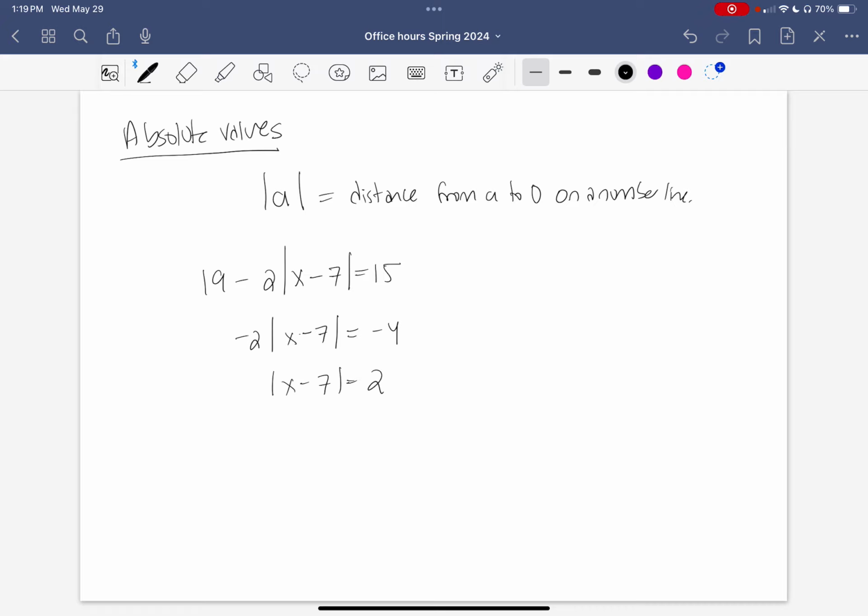Now, x minus 7's absolute value is positive 2. There are two ways this could happen. x minus 7 could equal 2, or x minus 7 could equal negative 2, because both of those have absolute values of positive 2, which means x equals 9 or x equals 5 as my potential answers.